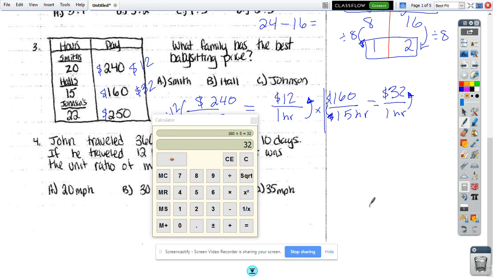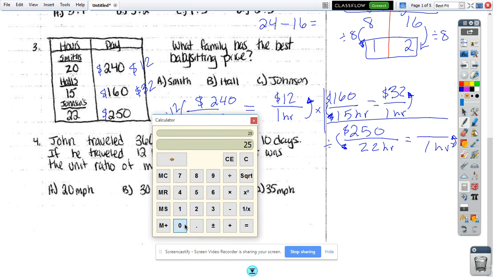And then finally, I have $250 per 22 hours. And I want 1 hour. So again, I'm going to divide down. And then whatever I do that side, I'm going to do the opposite, multiply. So 250 divided by 22, and I get 11.36.